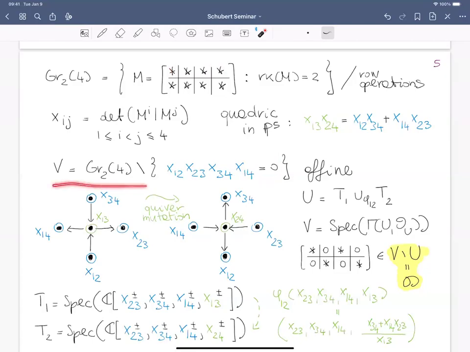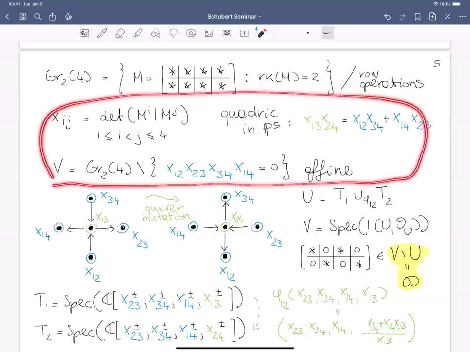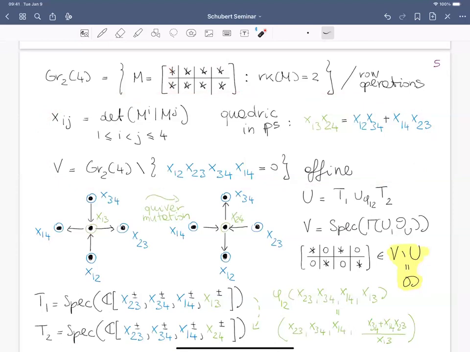So this part so far is a global description of the scheme. But it's also possible to think about it in a more local way as a gluing of smaller pieces. And it can be done as follows. So let's consider this quiver.